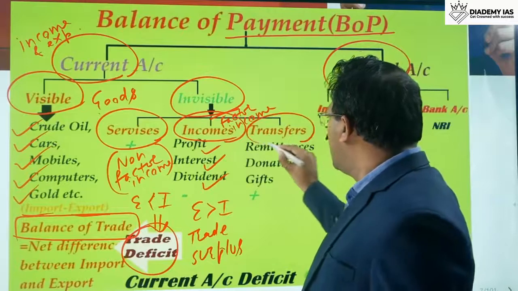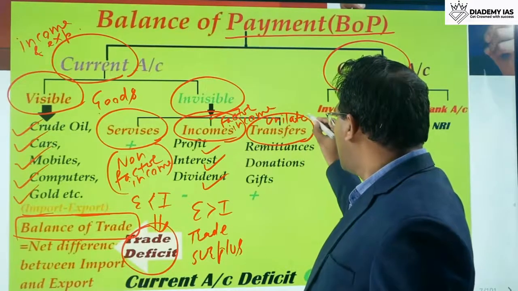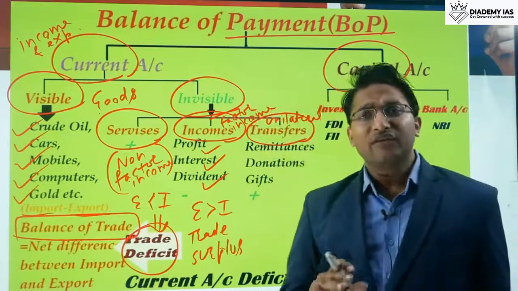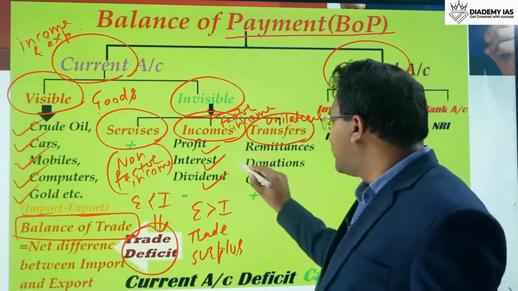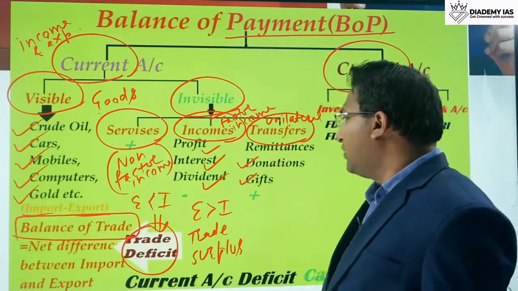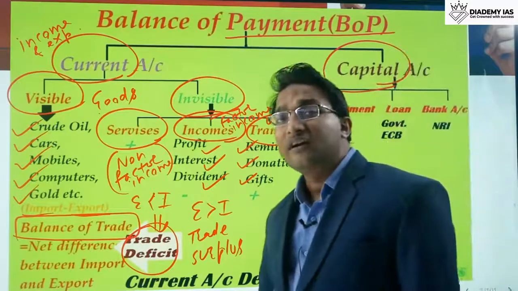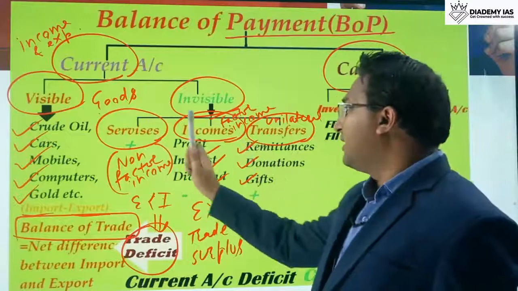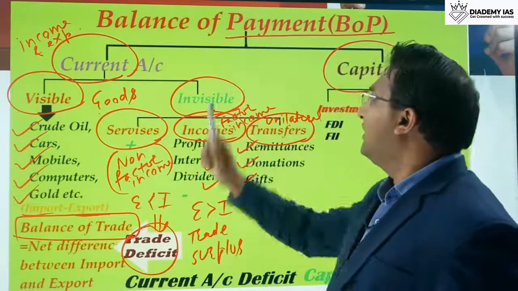Third is the unilateral transfers. This is also called the unilateral transfers or simply transfers. So in case of transfer, there is no reciprocal transaction. That means in return of the donation, there is no return transaction. In return of the gift, there is no return gift. And in return of the remittances, there is no return transaction. So when we combine the services, income and transfer, all of these three combined, they are basically invisibles.